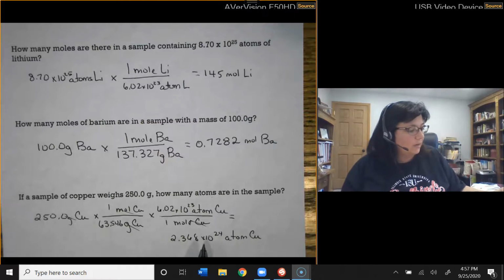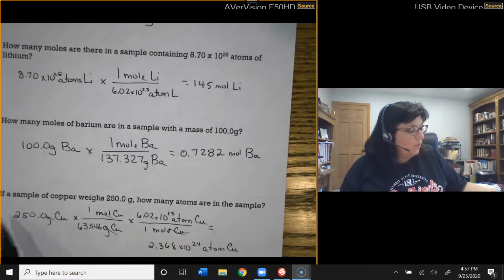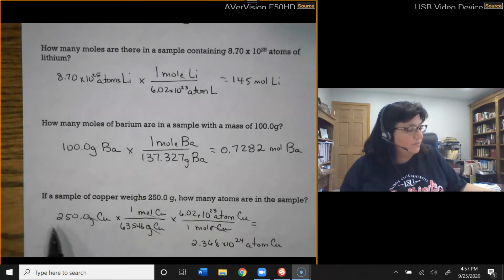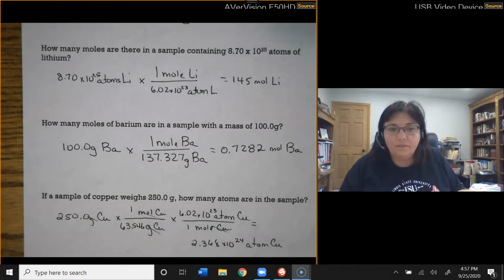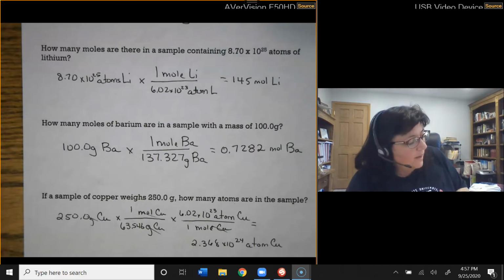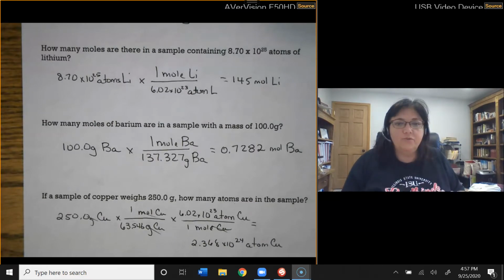And if you think about it, 250 grams, 1 mole is 63, so there's more than 3 moles here, or right around 4 moles, okay? So 4 times 6 is 24, so it works out okay. If you can kind of check yourself with the math that way, that would be good. That way you know you're on the right track and haven't done some sort of silly math mistake.